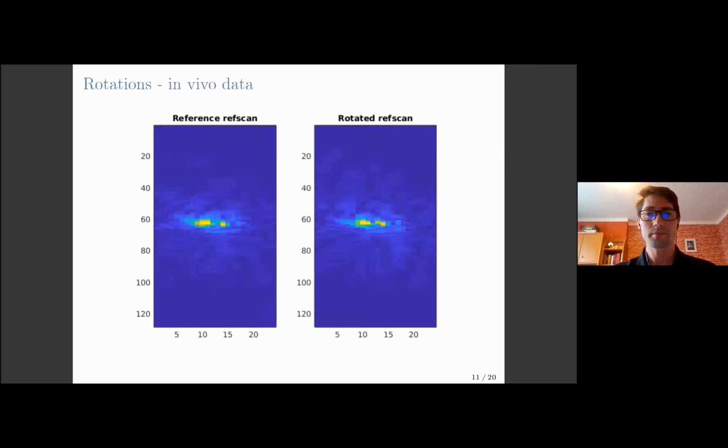And yeah, well, the example with just the rectangle is quite straightforward and simple. When we take a look at the in vivo data and how the K-space looked like for the in vivo data, it's a bit more complicated. So here we got the reference scan and the rotated scan.